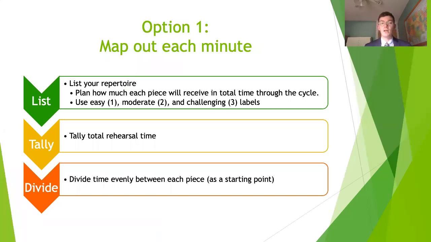How you do this is you start by listing your repertoire and then plan how much each piece will receive in total time throughout the cycle. I tend to use easy as a 1, moderate as 2, and challenging as 3 as labels.